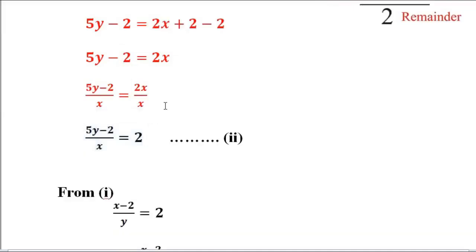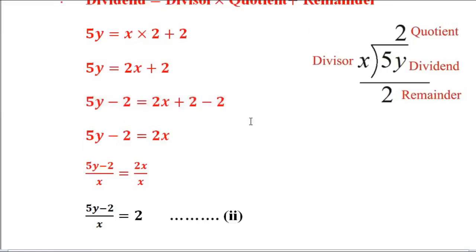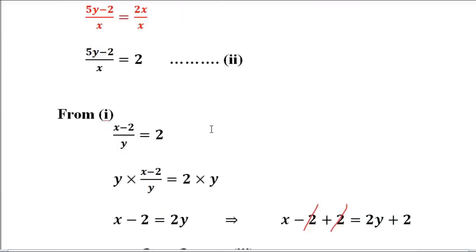One more thing, as I mentioned before, you may skip these steps that are done in red, because these are just for your clarification and to obtain the system of linear equations. So now back to the solution.